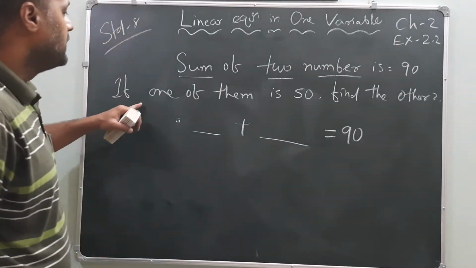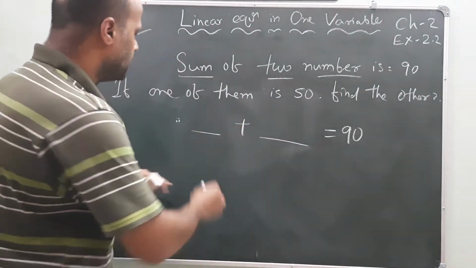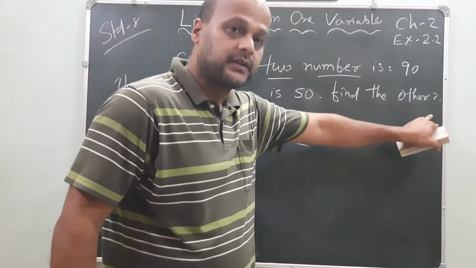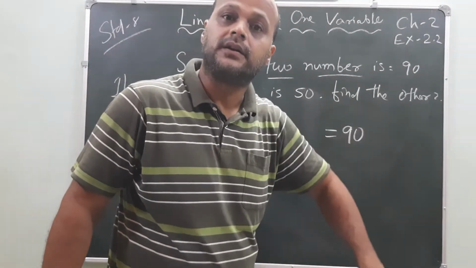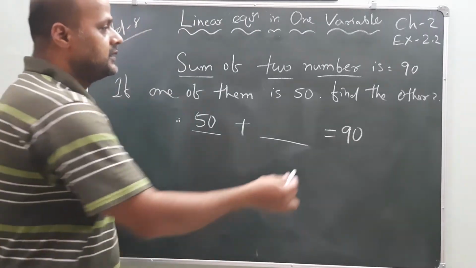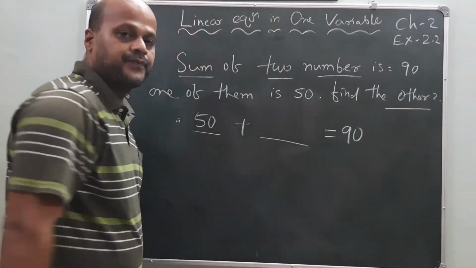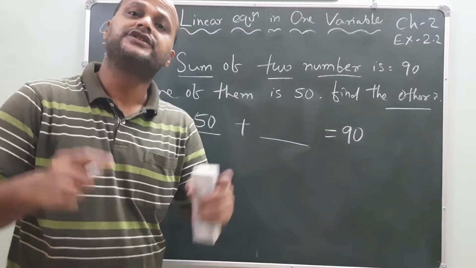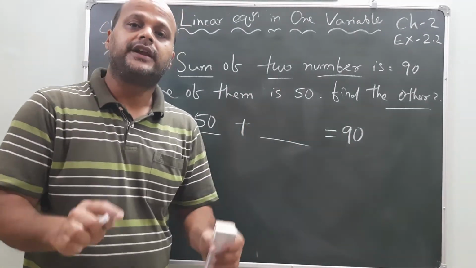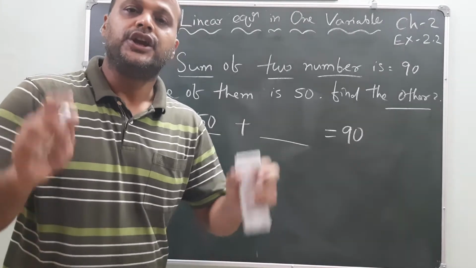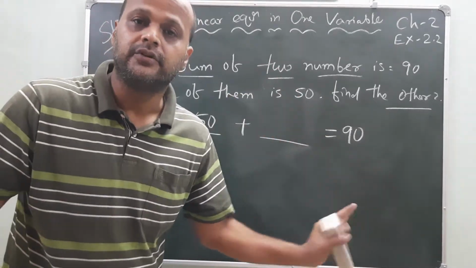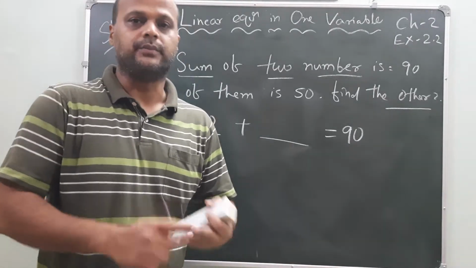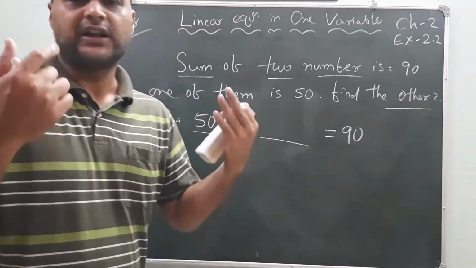And what happened? If one of them is 50, what is the one number? 50. Find the other number. In this case, the other number is not given, yes or no, my dear friends? So the number which is not given, you have to take as a variable. Variables will be what? Any alphabets: A, B, C, D, X, Y, Z, whatever it will be.